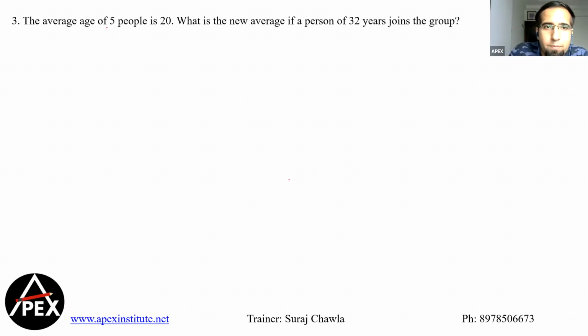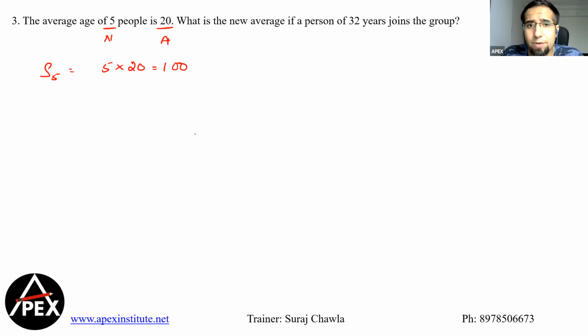So, average of 5 people. I know that the number of terms is 5 and the average is 20. This is where I apply the sum total concept. Sum total of 5 terms is equal to 5 into 20, that is number of terms into average, which is equal to 100.